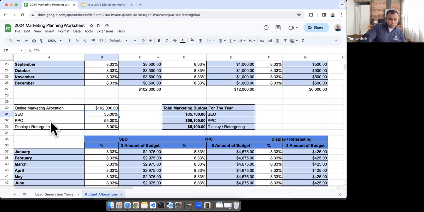PPC is the next category, and these are the three main things that you're going to see for all digital marketing agencies, what they spend their money on. The second one is PPC. PPC stands for pay per click. That is a type of ad that's served on Google, Facebook, Instagram. We at Right Order Marketing specialize in Google ads.